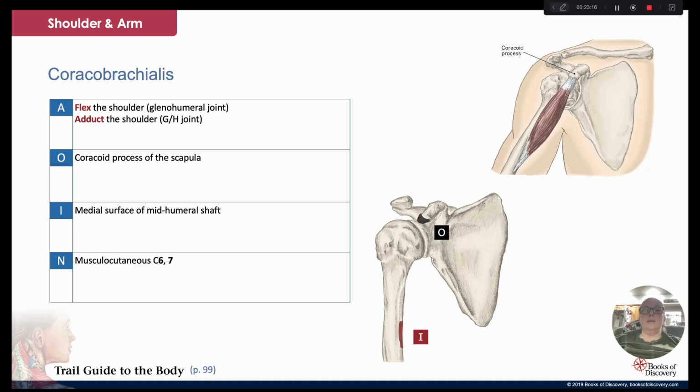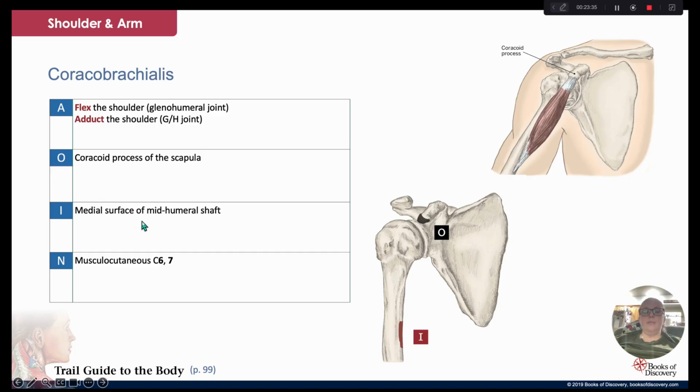It originates on, surprise, coracoid process. This little nub here. So this is why we need to know what this is. You have not only your pec minor, your biceps, now we have your coracobrachialis that are attaching to this coracoid process.